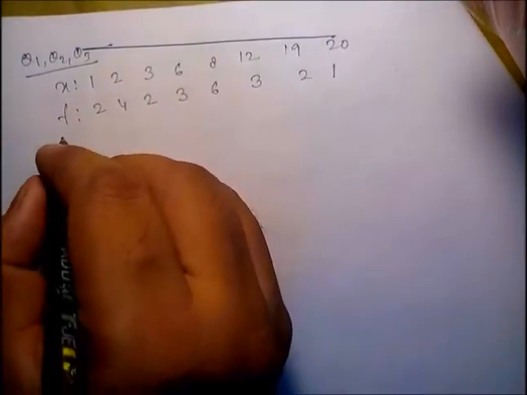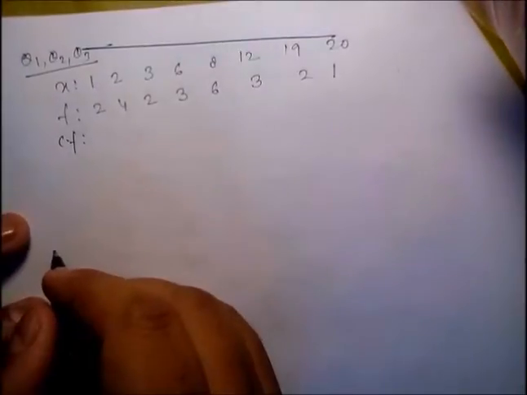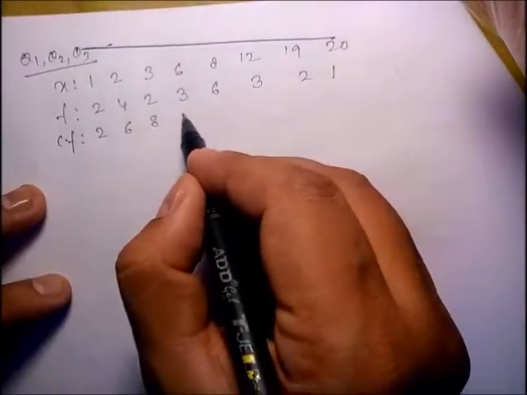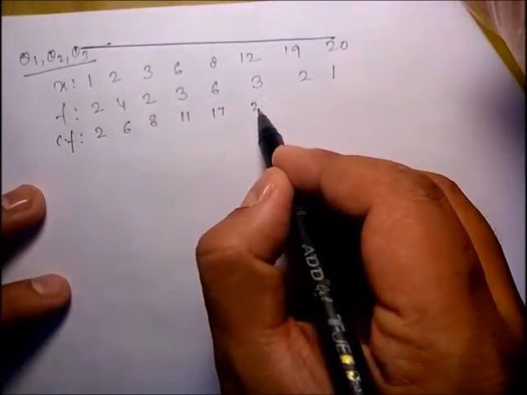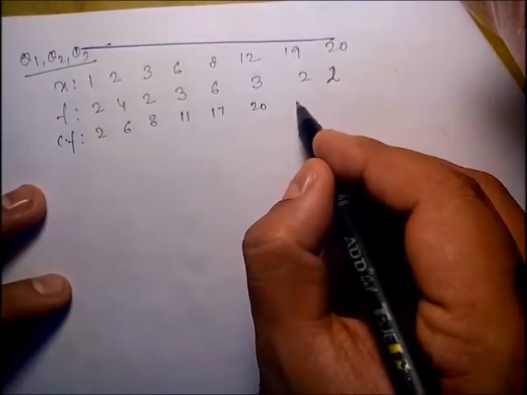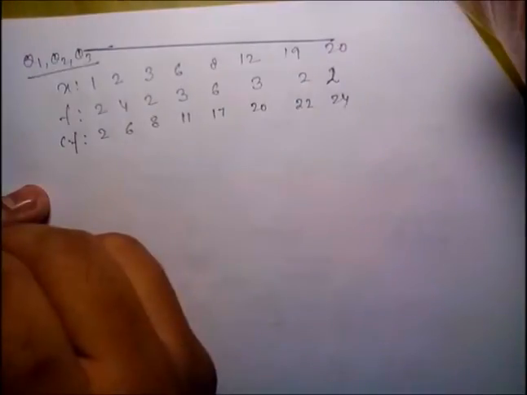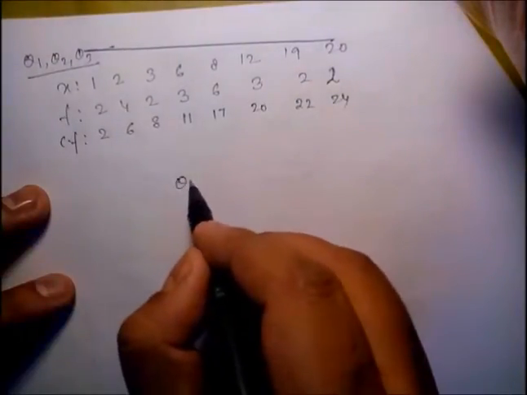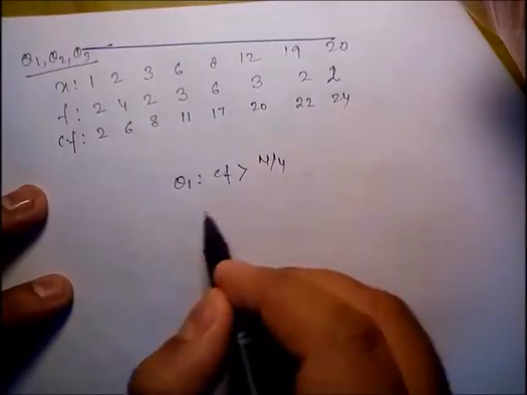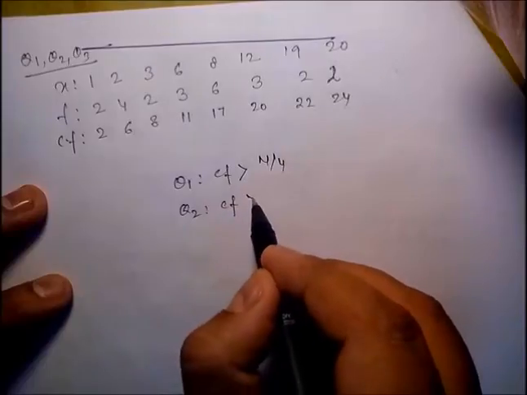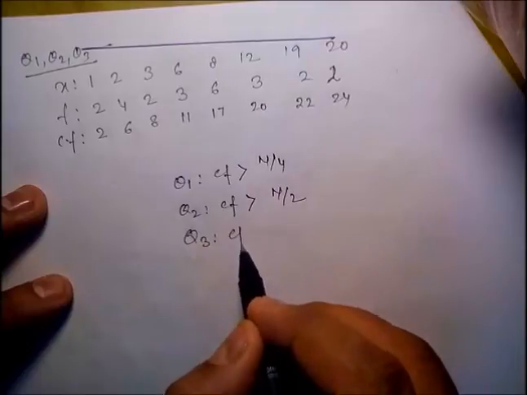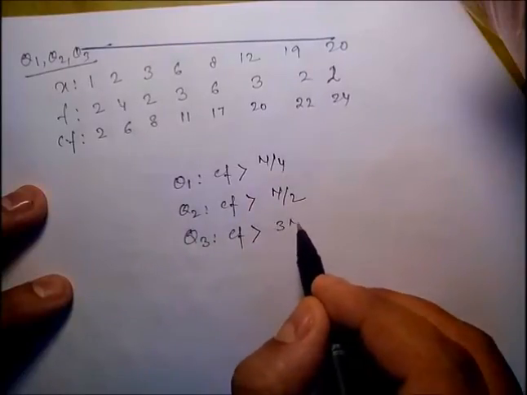First of all, you have to calculate the cumulative frequency. So the cumulative frequencies are 2 6 8 11 17 20, then 22 and 24. To calculate Q1 we identify the CF just more than n by 4. To calculate Q2, identify the CF which is just more than n by 2, and for Q3, see the CF which is just more than 3n by 4.